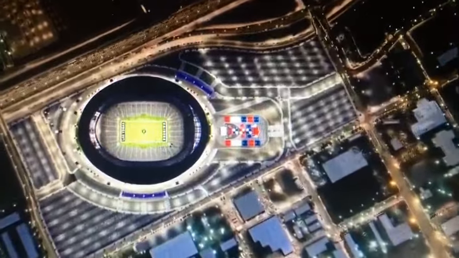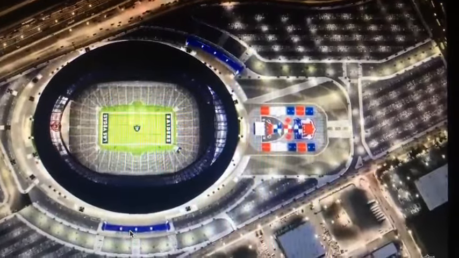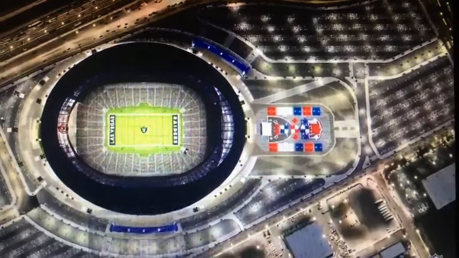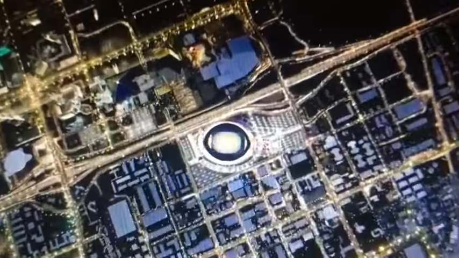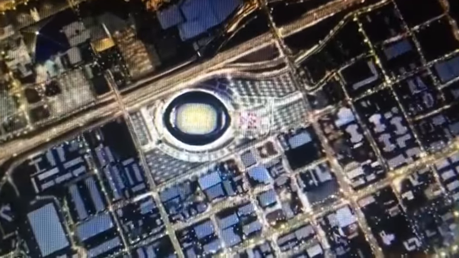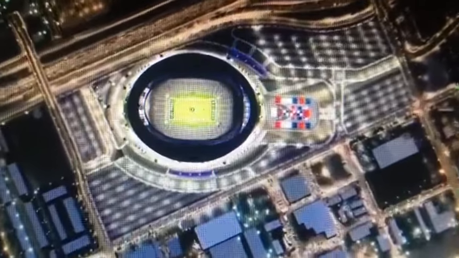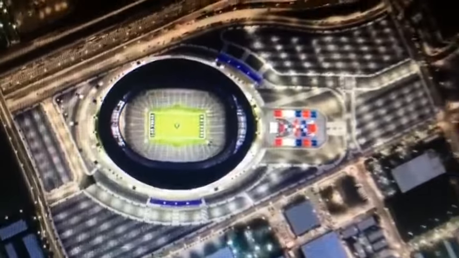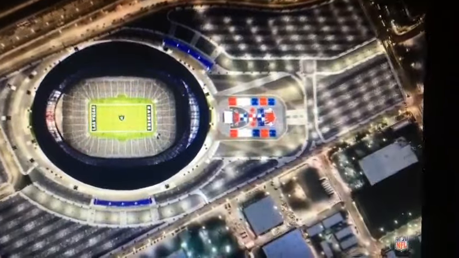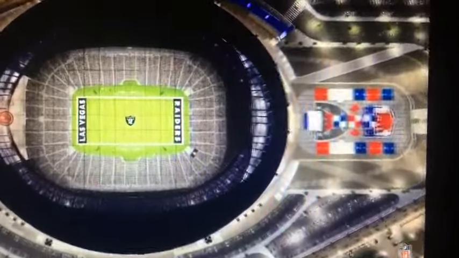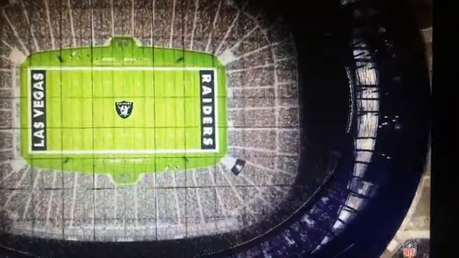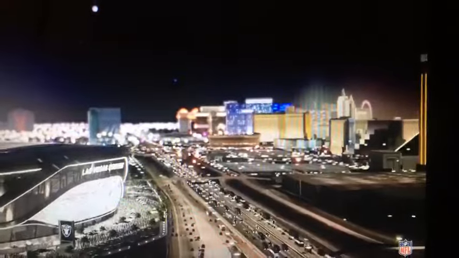So you get an idea where it's going to be in relation to the strip. You can freeze that and go back a little bit here. Now this is what we should have done for Oakland. We should have had a model like this. We didn't. Okay? We did not. All right? And that's at night.